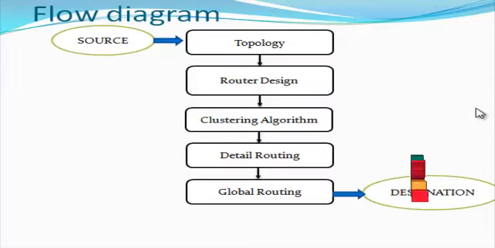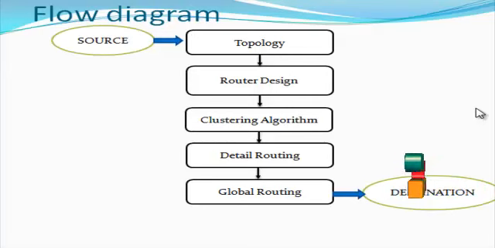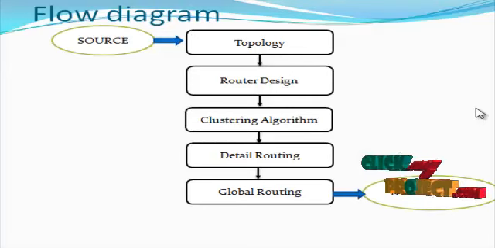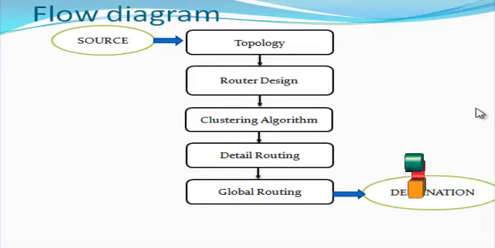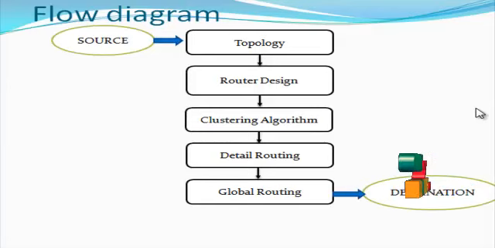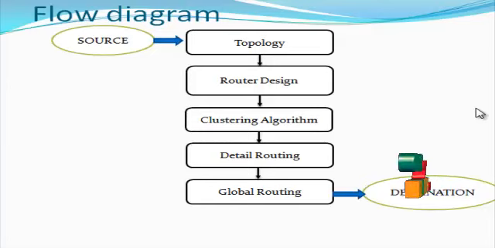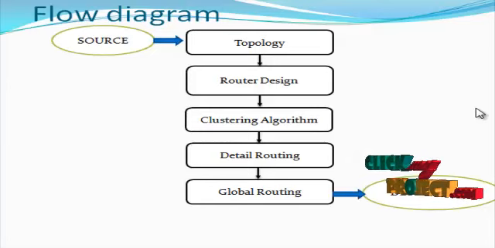Next, we see the flow diagram for the product. First, the source applies the data bits to the source router positions, then calculates the topology connectivity for the overall routing design, then assigns the routers for the routing design, forecasting the overall routing architecture design, then applies the clustering algorithm. The clustering algorithm mainly establishes the hop-to-hop communication for each and every routing configuration.